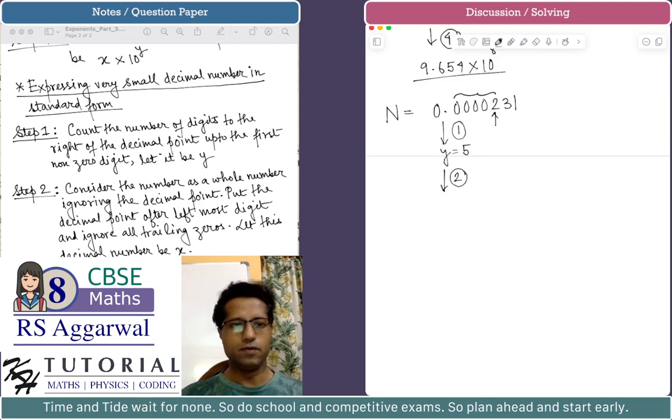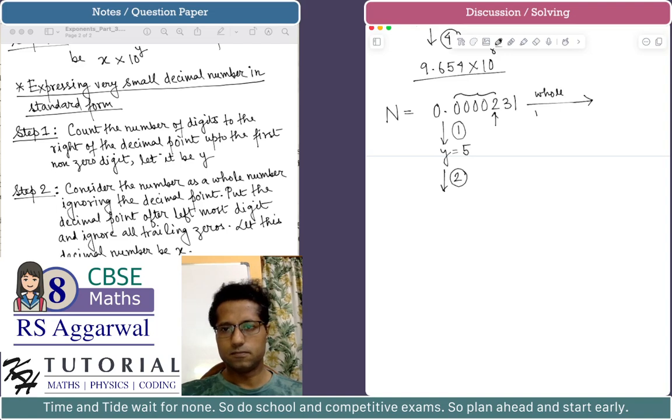In step 2, what do we do? Consider the number as a whole number, ignoring the decimal point. Now you have the original decimal number. Now consider it as a whole number, ignoring the decimal point.